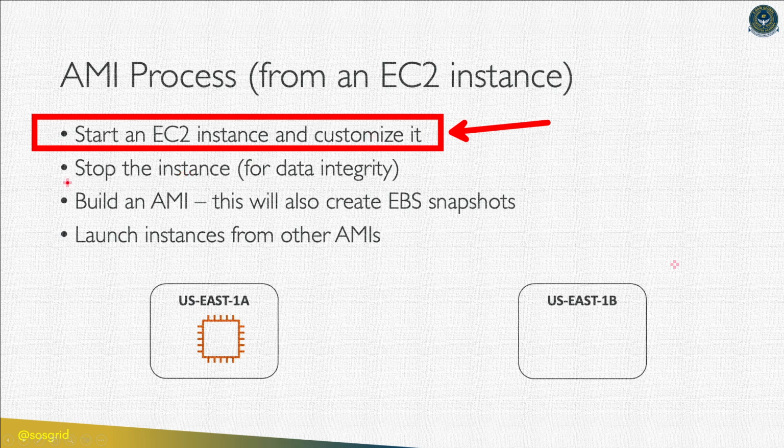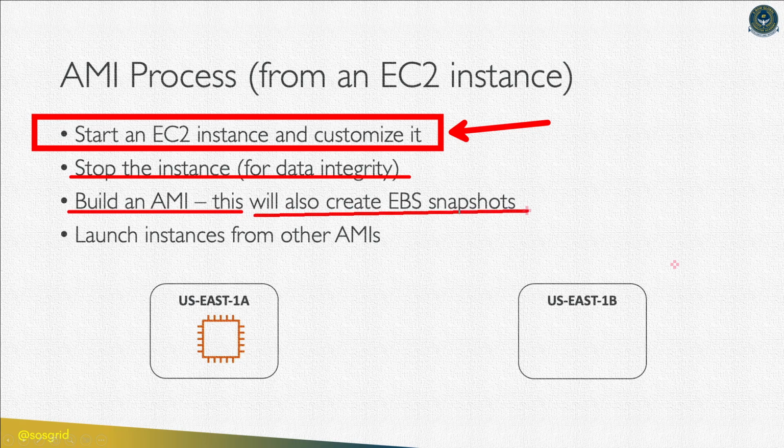Then we'll stop the instance for data integrity. While we are creating our AMI, we are also going to build our AMI, and we also create an EBS snapshot for us as well, just in case something happens. After that, we'll launch our instances from other AMIs. If you want to create an EC2 instance, now we will select our own AMI in this case.